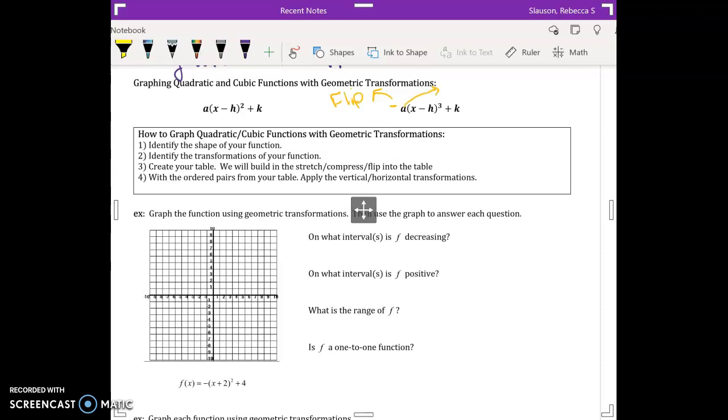The A value is going to be our stretch. Lost my T in there. And our compress. Our H, remember, we're going to do the opposite. And that will tell us to move left or right. And then our K value, we'll leave as it is, and that will tell us to go up or down. So we're about to start graphing.